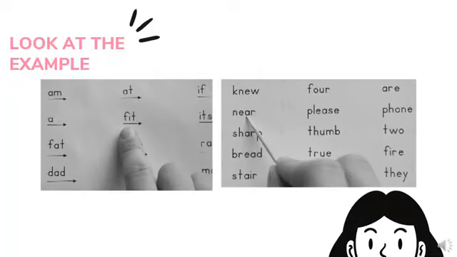Another thing, automatic recognition of individual words leads to fluent reading of strings of words, which in turn leads to full comprehension. That is the goal of reading instruction.